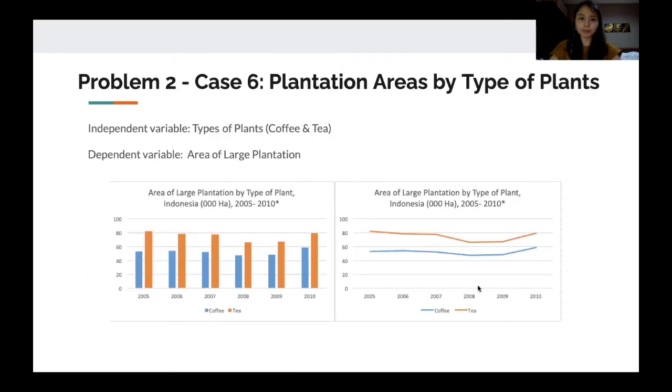So the last case that I'll explain about is the plantation areas in Indonesia. We have chosen tea and coffee plant types to explain in this case study. The data can be seen here in terms of hectares. From the graph, it shows that all tea plantations have a slightly larger area every year than coffee plantations. This might be due to the fact that Indonesia is a large tea exporter. In addition, it can be seen that both tea and coffee plantation areas reached their minimum point in 2008 before increasing again. This is possibly due to the global economic crisis, which caused lower consumption of coffee and tea products.